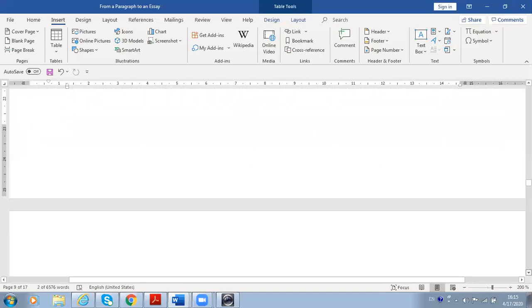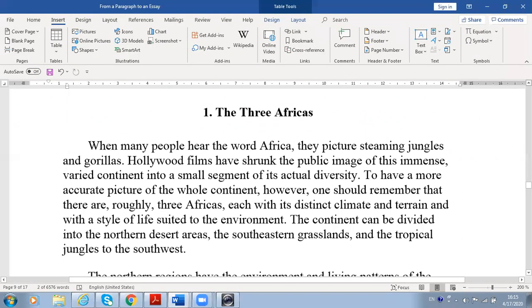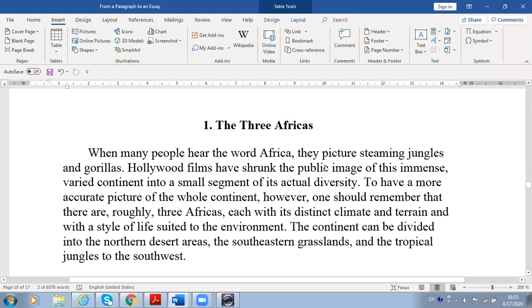So let's go to the first one. As an example, Tatiana told me that you need to have more examples. That's why we are just reading them together. I start with the 3 Africas. So I'm reading the introduction first. After I read the introduction, you tell me which sentence is a thesis statement, okay?